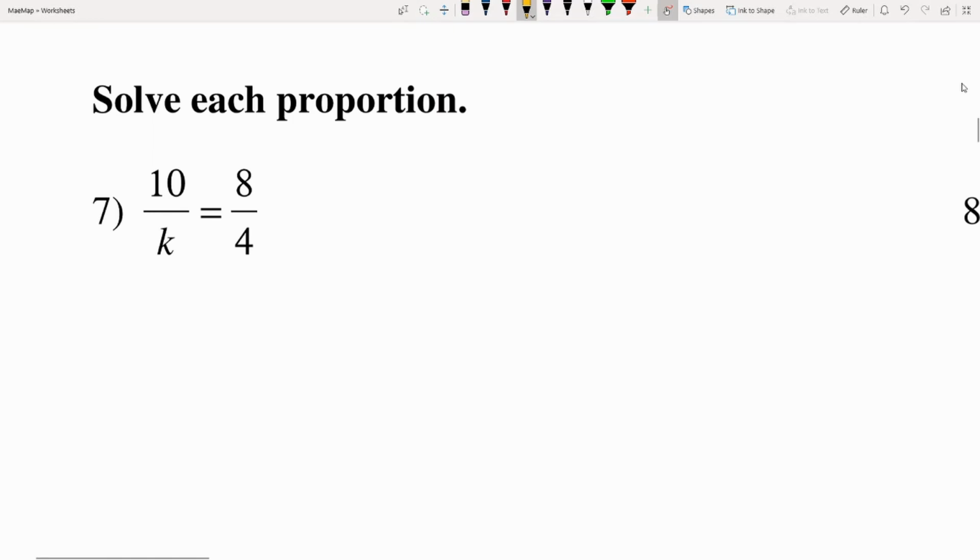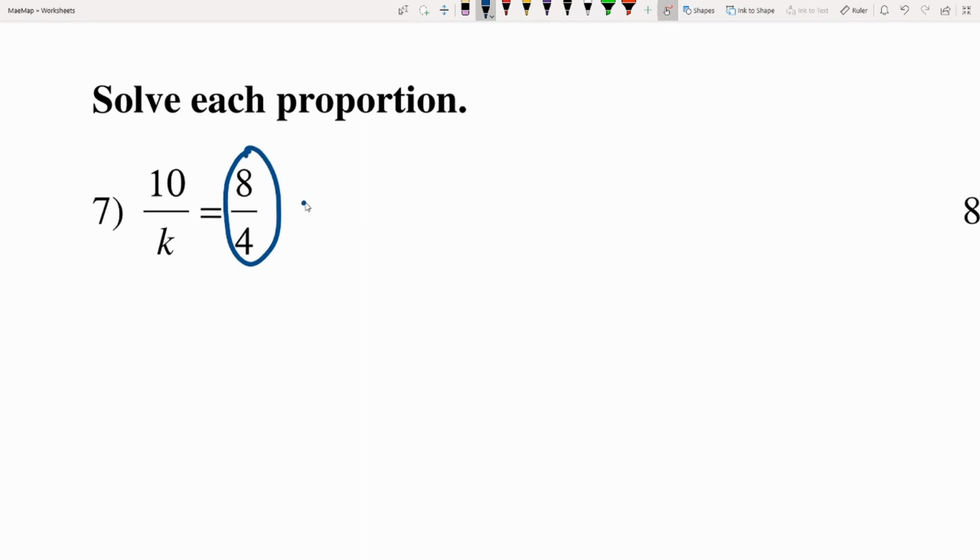Now for the rest of this worksheet, we're going to be solving each proportion. What this means to solve a proportion is that we're essentially just going to figure out what this variable is equal to. What does that variable have to be in order to make this equality true? So let's look at this second fraction that's already filled out for us.